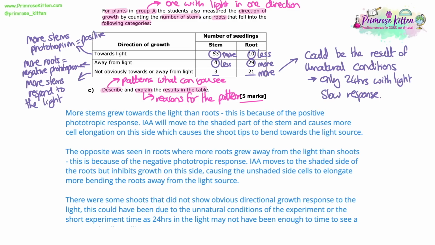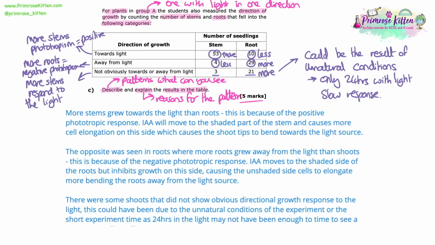So I've described and explained for the first row. The opposite was seen in roots, where more roots grew away from the light than shoots. This is because of the negative phototropic response. IAA moves to the shaded side of the roots but inhibits growth on this side, causing the unshaded side cells to elongate more, bending the roots away from the light source. So I've described and explained the second row.